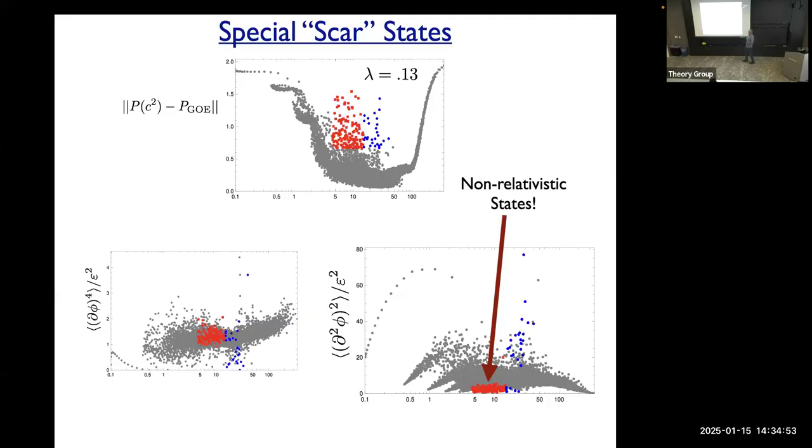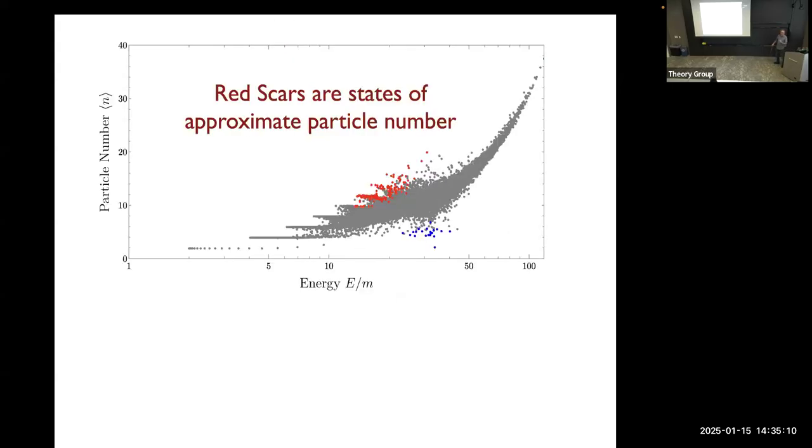Well, this operator is essentially measuring their energy. And it's basically telling you that the energy per particle of these states is low compared to what you'd expect in a typical thermal distribution. And so our conjecture was that these are states which are kind of non-relativistic. So we checked their approximate particle number, and we did see that they have approximately well-defined particle number.